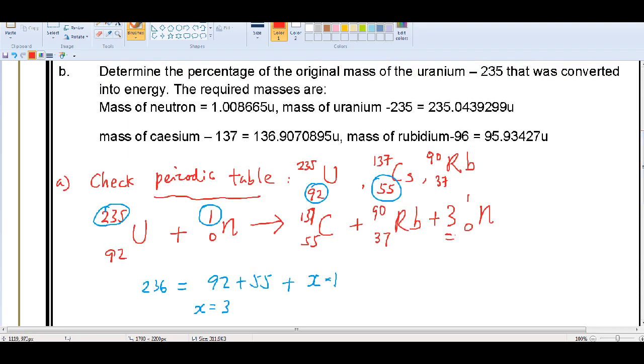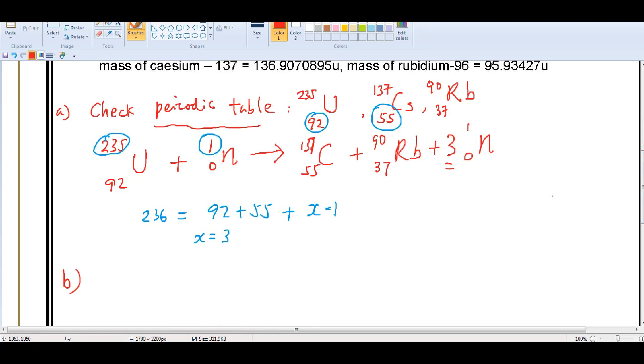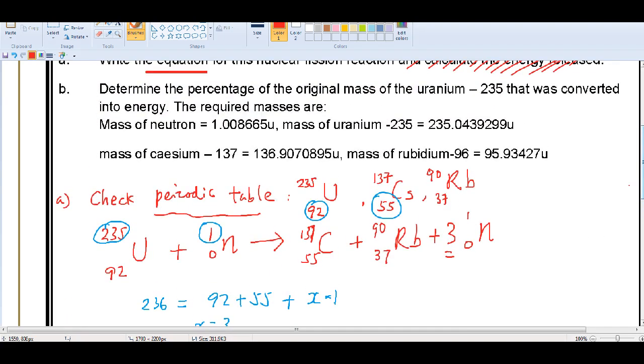Like I've said before, sometimes it's 3, but sometimes 2. So you do need to make your own calculation. Don't just memorize the number. All right, so let's see the next one. They give you the mass of neutron, mass of uranium, mass of cesium, mass of rubidium.